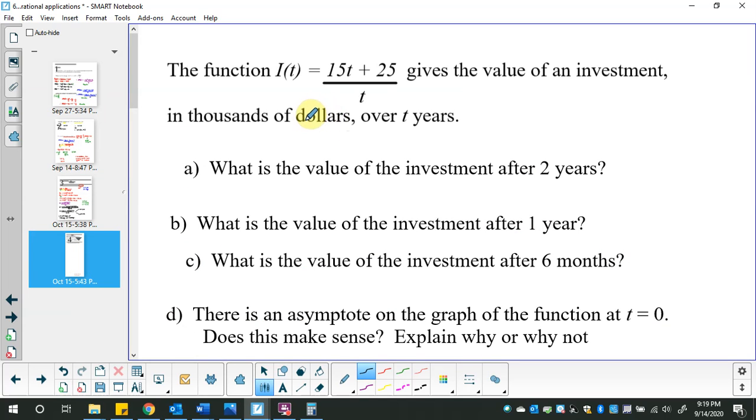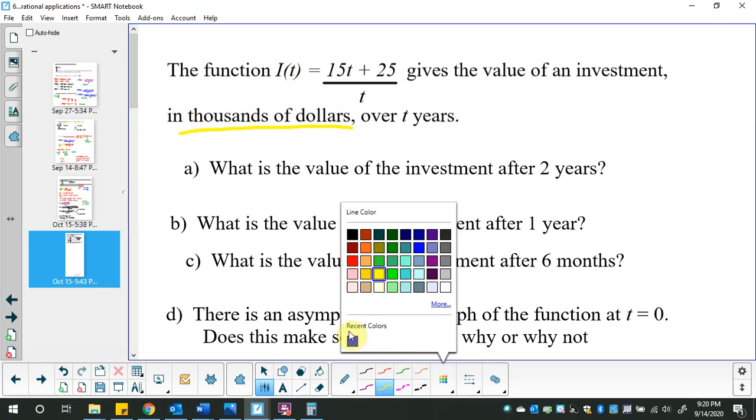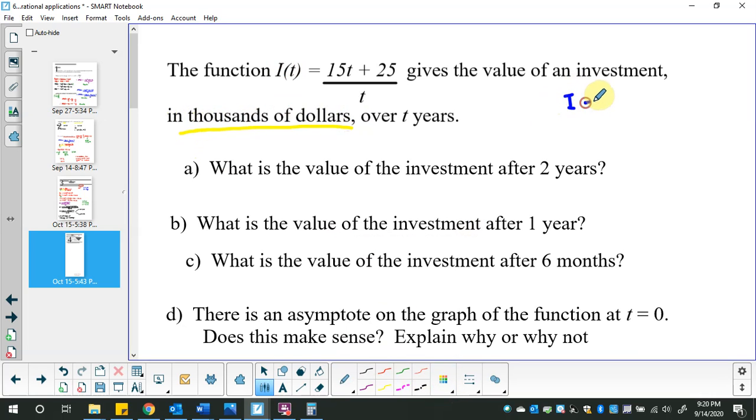I'm going to read this first part for you before I start moving this stuff a little bit off. The function I(t) is equal to (15t + 25) over t, and it gives the value of an investment in thousands of dollars. There's that thing I was mentioning. So when you spit out the investment, it's going to be dollars, but you have to worry about the fact that it's in thousands of dollars. So if you get an answer of 5, it's not $5, it's $5,000. And t is the number of years.